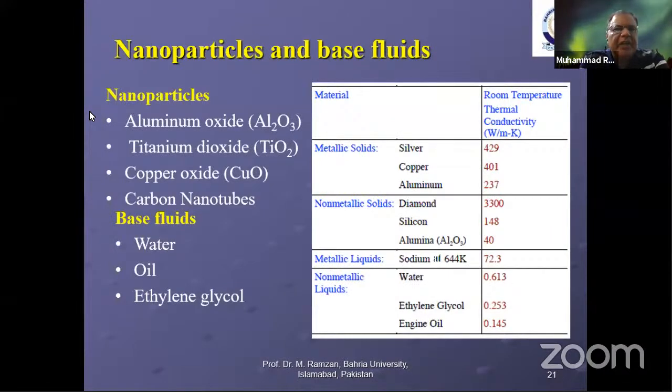Now, let's compare the thermal conductivity of the base fluids we use in different industrial units. Water has a thermal conductivity of 0.613, similar to glycol and engine oil. And look at the thermal conductivity of the metallic and non-metallic solids. Diamond is 3300, silver is 429, copper is 401, and aluminum is 237. When these metals or non-metallic solids are inserted into the base fluids, the thermal conductivity will obviously be on the higher side.